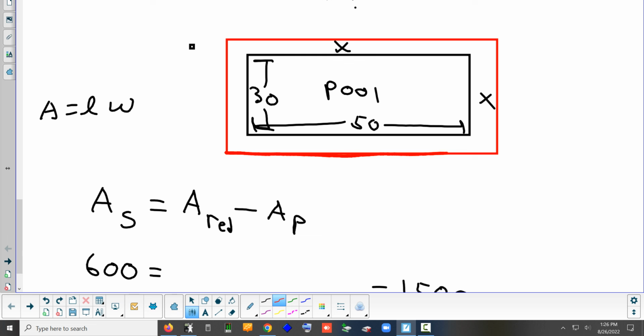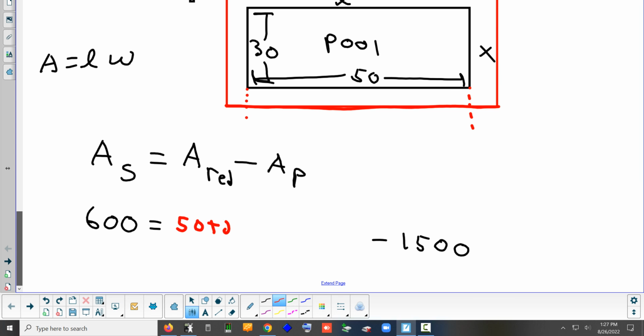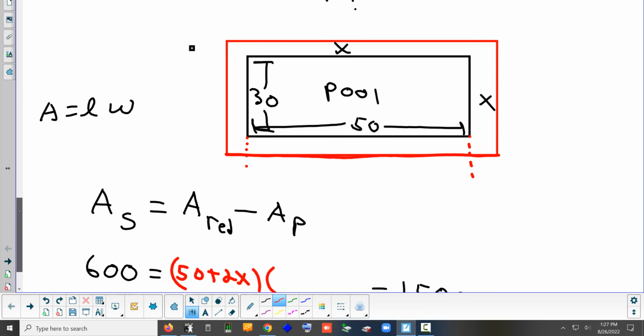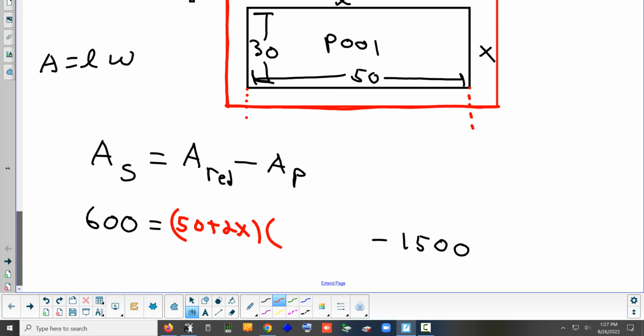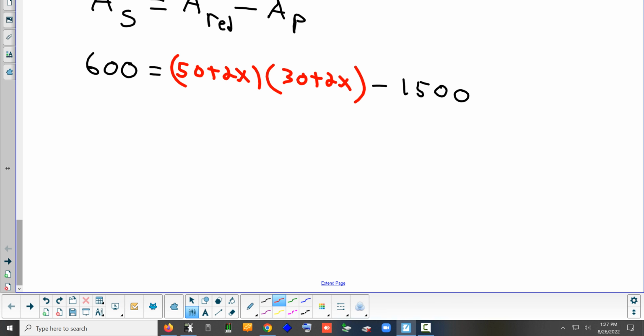How long is that part right there? And I'll give you a hint. It's 50 plus 2x. It's the pool plus the width of the sidewalk on each end. How about height? It's the same idea. It's 30 plus 2x. Now, solve for x. So we set up a diagram. We're done with that. We set up the equation. Now we have to solve it.